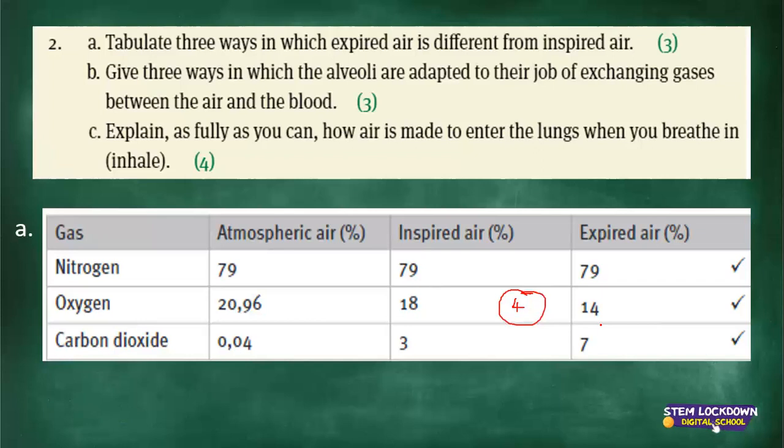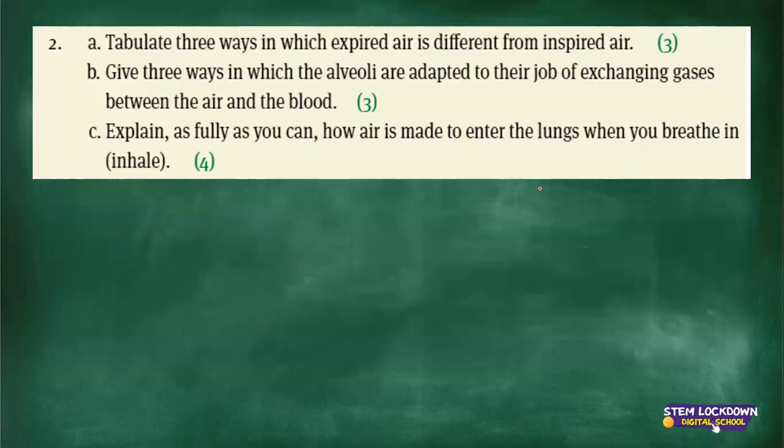And then with carbon dioxide, you breathe in 3%, and then you breathe out 7%. Why? There was already some carbon dioxide in the body because the body is in a constant state of cellular respiration, and the product of that is carbon dioxide. So that was the carbon dioxide that was in the system as well, that is being expired. So I hope that is clear.